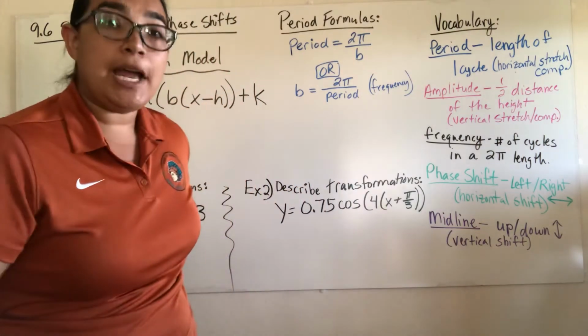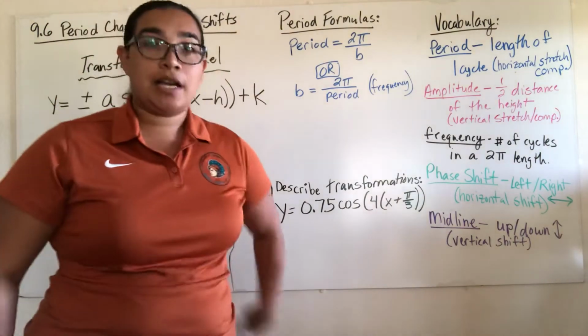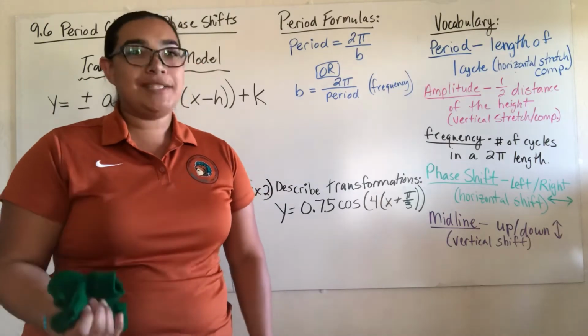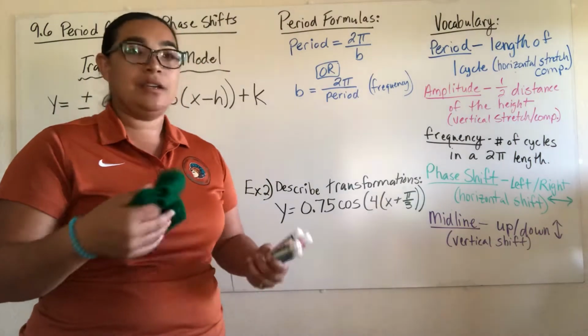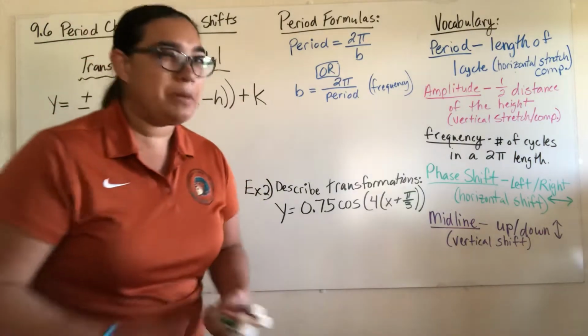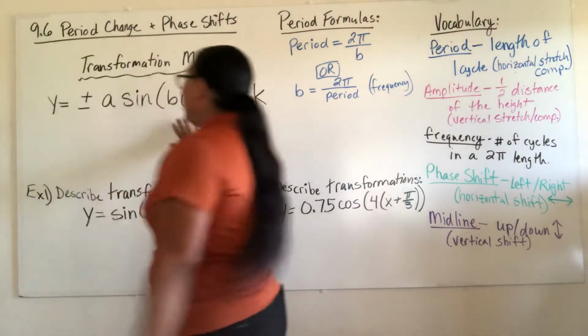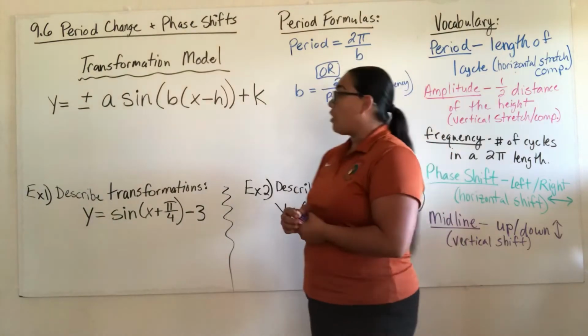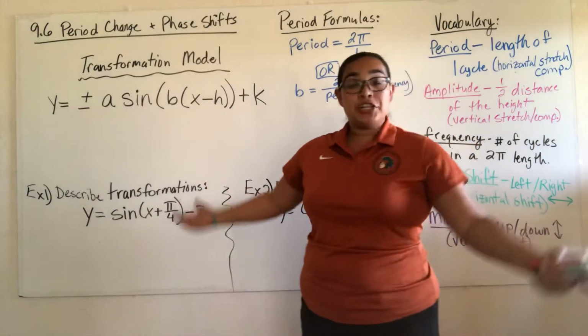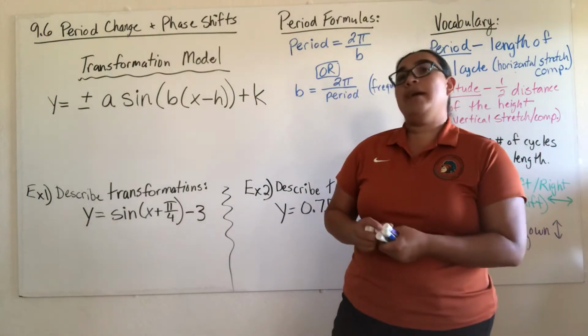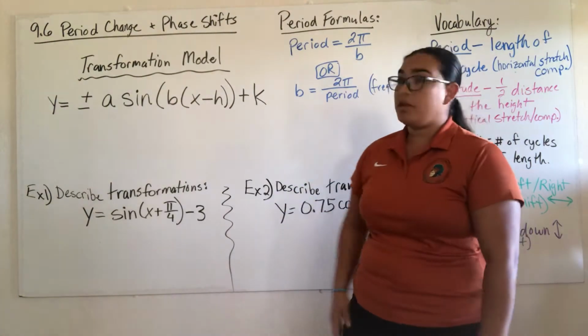But let's go ahead and take a look at my model, and then we'll take a look at a couple examples. Nice thing is, not a lot of math involved for the most part. There is a little bit of calculation, but not much. It's really just describing. All right, so here we go. This is our transformation model for trig functions. We're just looking at sine and cosine today, so not a whole lot going on there, but making sure that you know what all these parts stand for.